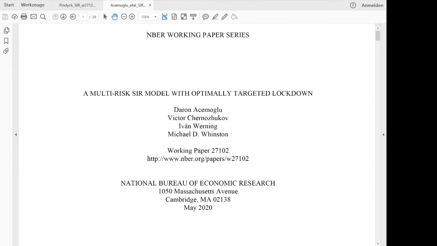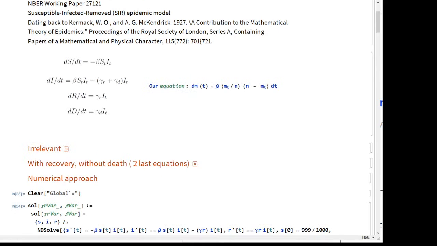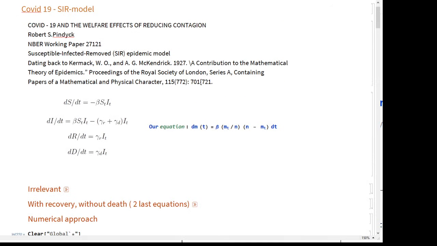And if I manage to move over to Mathematica, what you see here is just the equations. These are the equations Pindyck uses, and you see these equations are pretty much the same equations as we have. This is just the number of susceptible. What is the difference with that model? Of course, in our model with the epidemic approach, here we have the number of newly infected, okay?